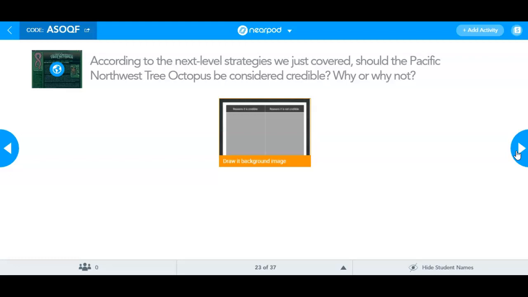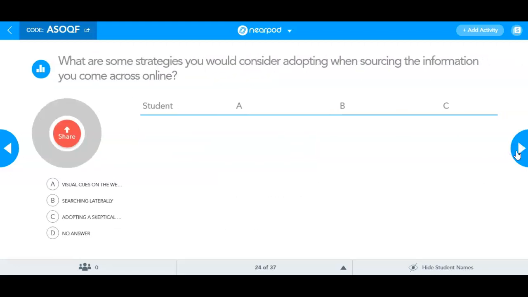Then they will go back to the previous article on the Northwest tree octopus, and then they will determine if this article is credible or if it also presents a conflict of interest. And they would have to answer why or why not.